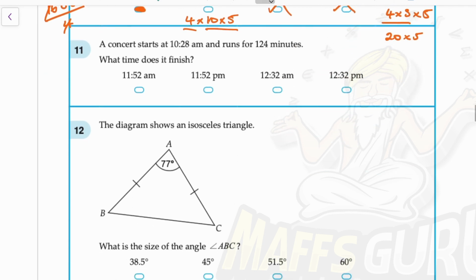You can do it on your calculator if you want to check. A concert starts at 10:28 a.m. and runs for 124 minutes. Well, 124 minutes is 2 hours and 4 minutes. So what time does it finish?